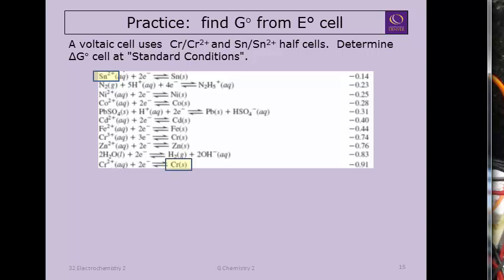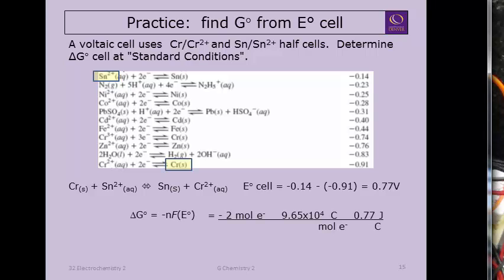Chromium solid is down on the bottom, so we can subtract these two, and that's going to give us our E cell. Once again, they're both negative, so just plug them in as is, and you see 0.77 volts. The fact that it's positive means that we're going to have some free energy to work with. This is spontaneous. So we plug and chug. It looks like 2 electrons to make this happen in both cases.